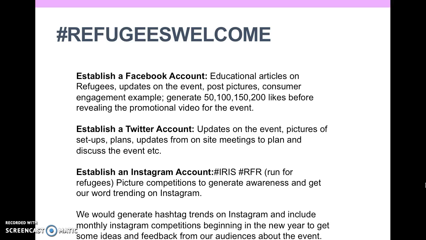And then in terms of the Instagram account, we will use the hashtags Iris and RFR, which basically stands for Run for Refugees. We use pictures and competitions to generate awareness and get our word trending on Instagram. We would generate hashtag trends and include monthly Instagram competitions as a way not only for us to hear from our followers, but for our followers to start trends and get us really kicking on social media, and particularly on Instagram.